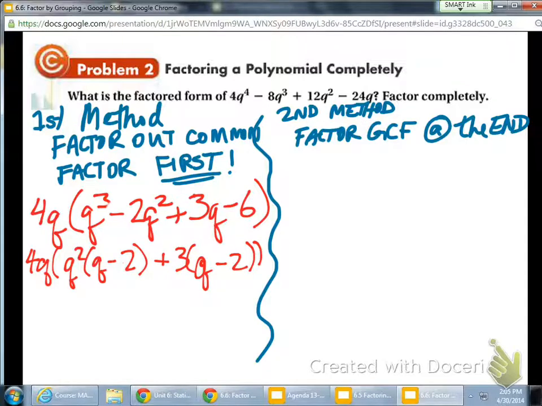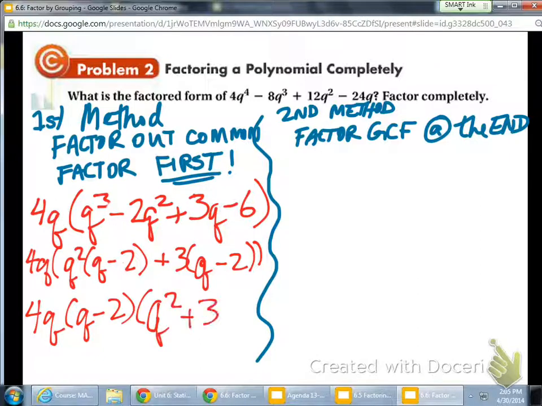Hey, you see how I troubleshot right there? I'm like, wait a minute, it didn't look the same. So I looked to see if I messed up on copying the problem down, which is perfectly fine. And then I factored it out, and I got 4q, and then I have q minus 2, and what's left over is q squared plus 3. Don't make fun of my q. Thank you. Happy?